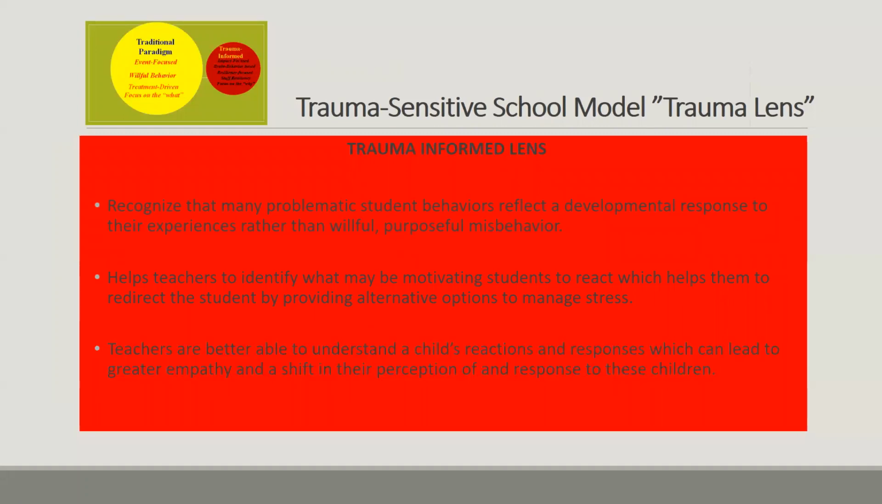I'm going to bring these up right here so that we can look at them all together. With a trauma-informed lens, we recognize that problematic student behaviors reflect developmental responses to their experiences, as opposed to something being wrong with the child or the child being bad. When we use a trauma-informed lens, we can help teachers identify what might be motivating students to react. And we can also use that same information to help come up with alternatives that can help them prepare for triggers and also learn how to manage stress. And overall, this approach helps teachers to be better able to understand children's reactions and responses, which can help kids feel safer. It demonstrates empathy for them. And it also really gives them access to some coping strategies that can promote resilience and healing down the road.